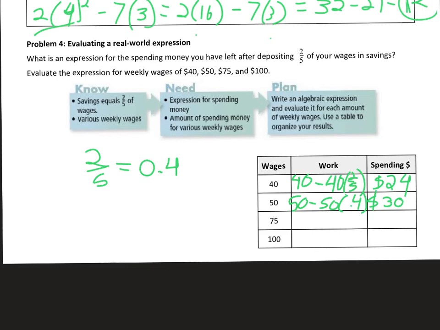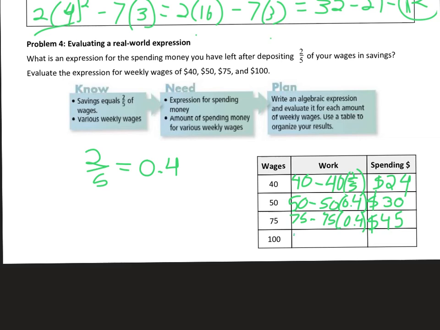So I'm taking out 40%, so a little less than half of my earnings, and then I'm seeing what I have left. Same thing for 75, same pattern. I'm taking out that same fraction of my savings. 75 minus 75 times 0.4. I'm left with $45 of spending money, okay?